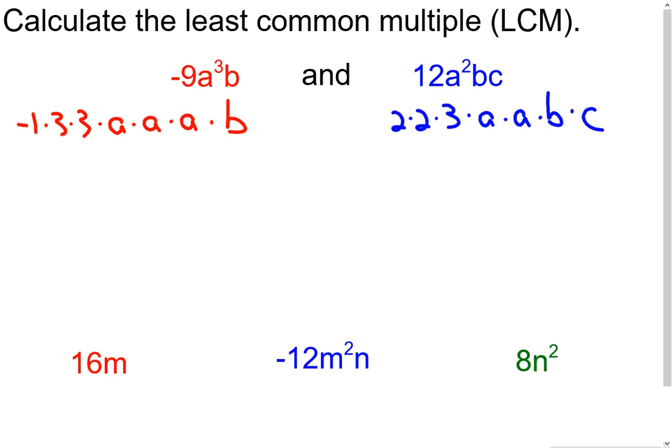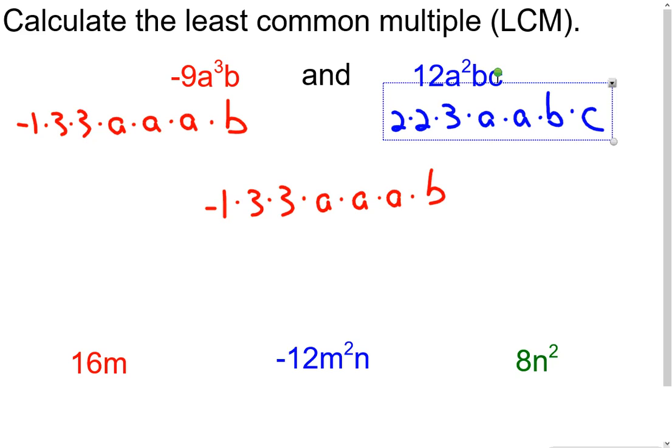So now in my least common multiple, I know I'm going to have the negative 1, the 3, the 3, those 3 A's and a B. And then I just have to ask myself, what is this least common multiple missing that the blue had? Well, I see that it's missing 2 2's. I already have a 3, so I don't need the 3 from the 12. There are these 2 A's, but I already have the 2 A's from the red. A B I already have, but I don't have a C, so that has to be in there.